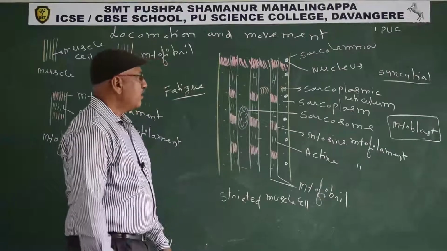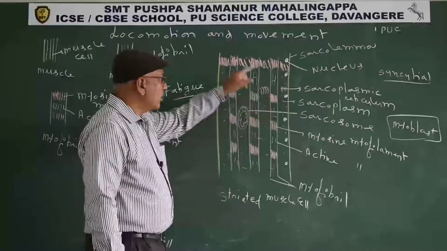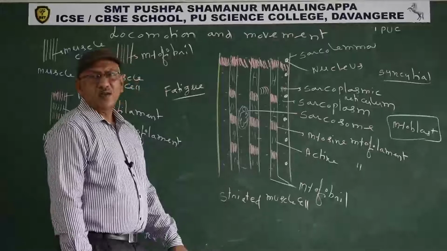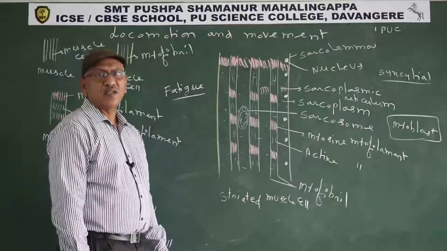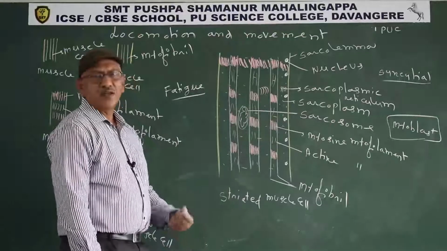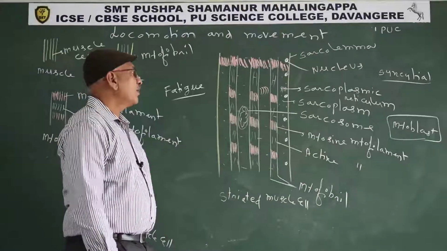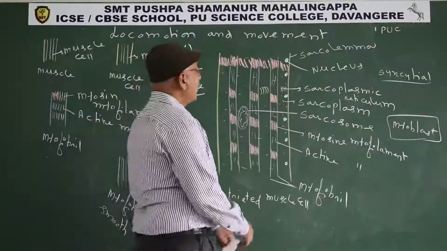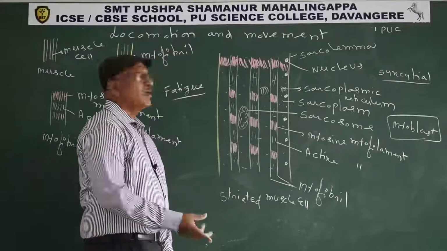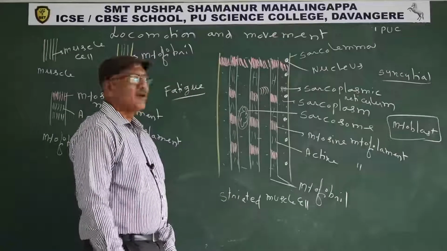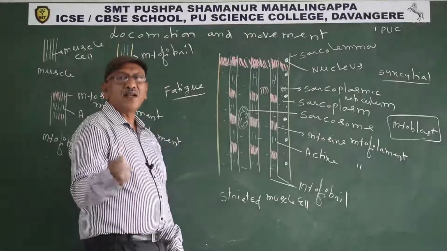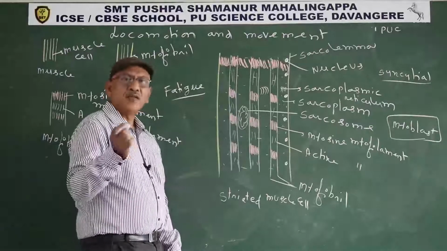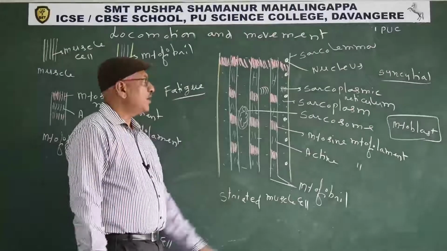Mitochondria of the muscle cell, sarcosome. Endoplasmic reticulum of the muscle cell, sarcoplasmic reticulum. Sarcoplasmic reticulum contains an abundant number of cisternae. Cisternae contain calcium ions. So check this point: not ATP. ATP is present in the mitochondria.